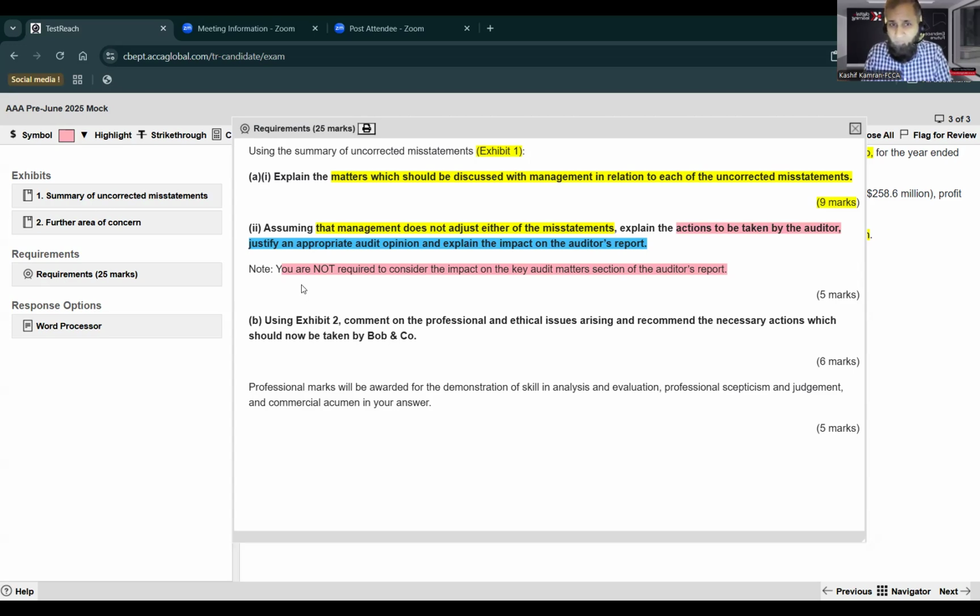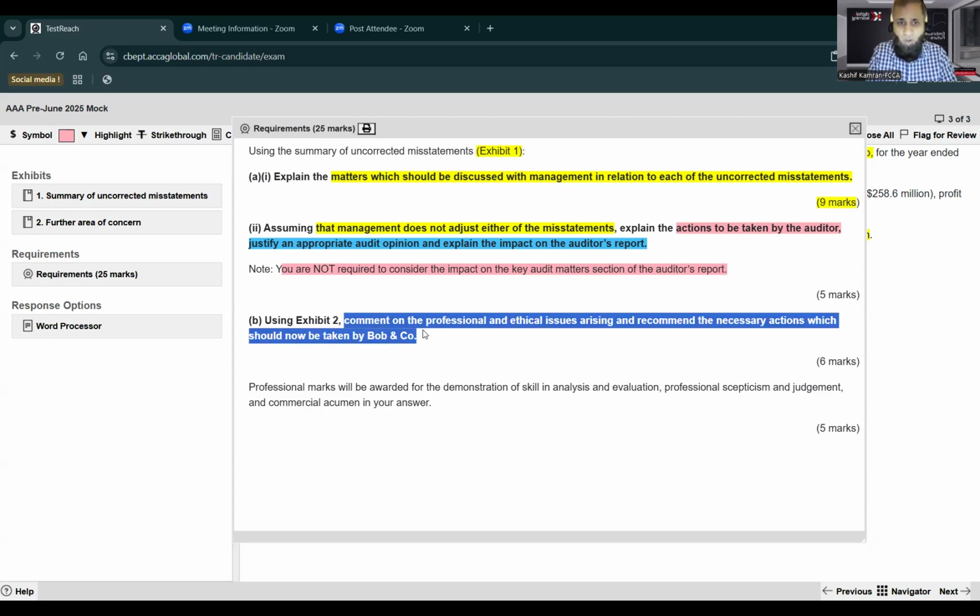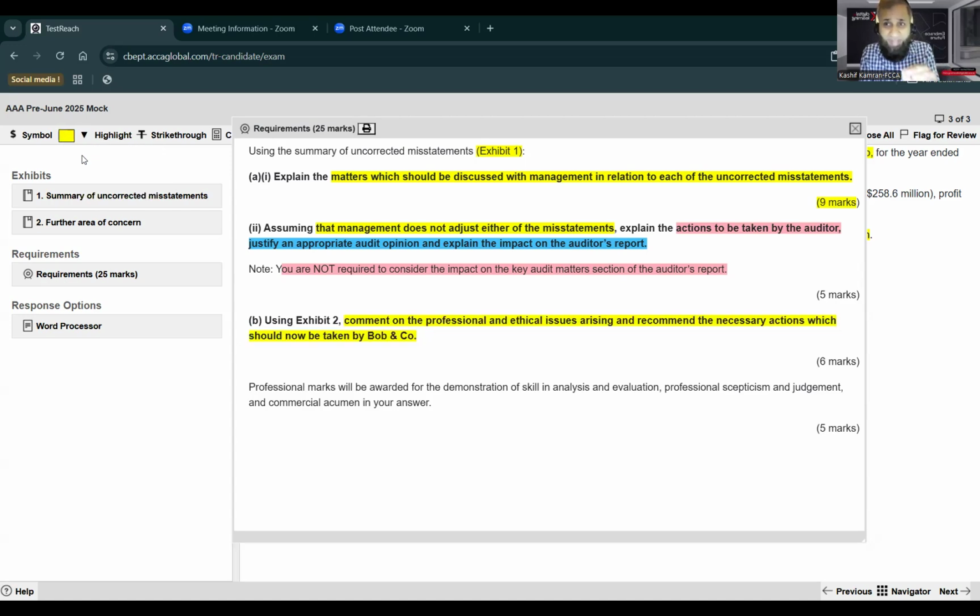The second part was the best of all, right? Using the exhibit to comment on the ethical and professional issues and the action necessary. This was done best by all because you're just asked to comment on the ethical and professional issues and actions just for 6 marks, right? So 6 marks means 6 points, issues and actions. So that was not a lengthy answer, and most of the students picked up the issues here and wrote wonderfully well. But the problem I had was in A1 and A2.